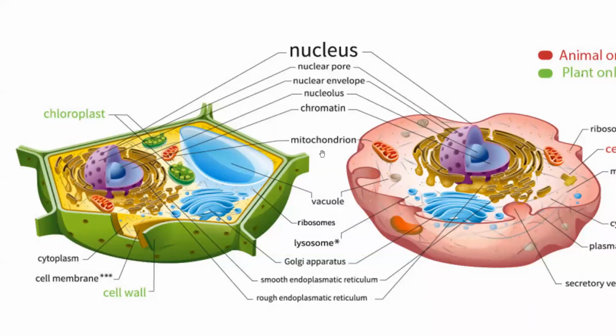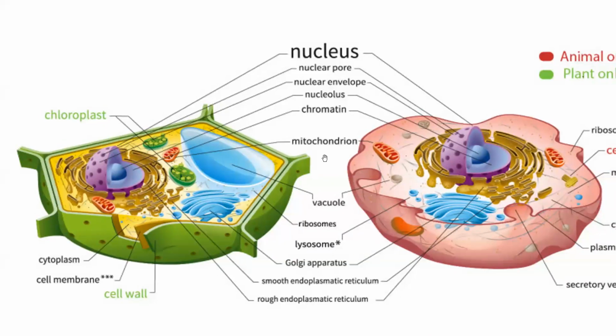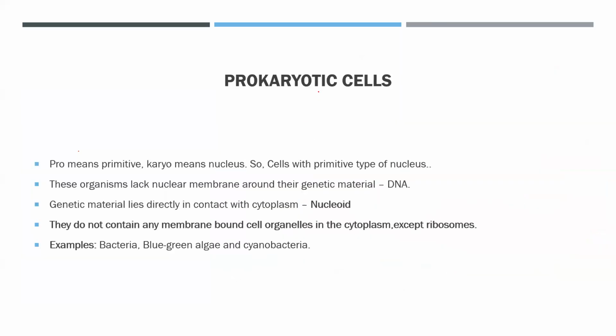Okay, now let's look at the next part of this lecture, which is about prokaryotic cells. As I have told you earlier, we must do the Sandhi Vichhed in order to understand terms in biology. So the word pro means primitive. And what does primitive mean? Primitive means less organized, or ancient, or a kind of old cell.